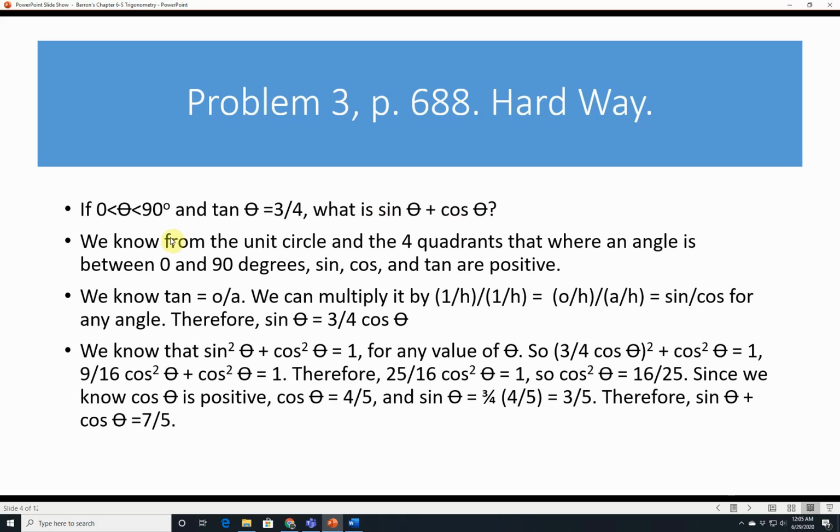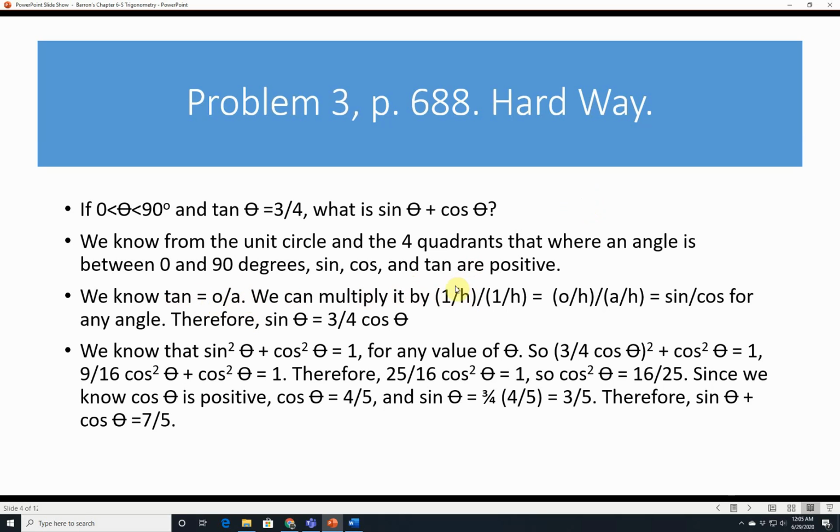We know from the unit circle and the 4 quadrants that where an angle is between 0 and 90 degrees, sine, cosine, and tangent are all positive. You can use the mnemonic all students take calculus. So first quadrant would be all, second quadrant would be S for students, means sine is positive, T is in the third quadrant, only tangent is positive, and C in the fourth quadrant is cosine is positive in the fourth quadrant.